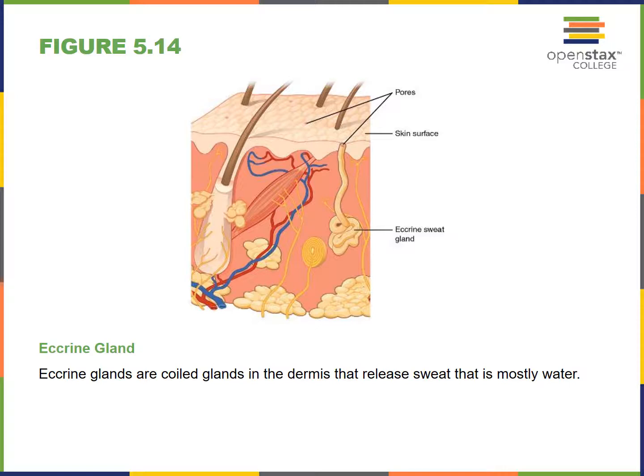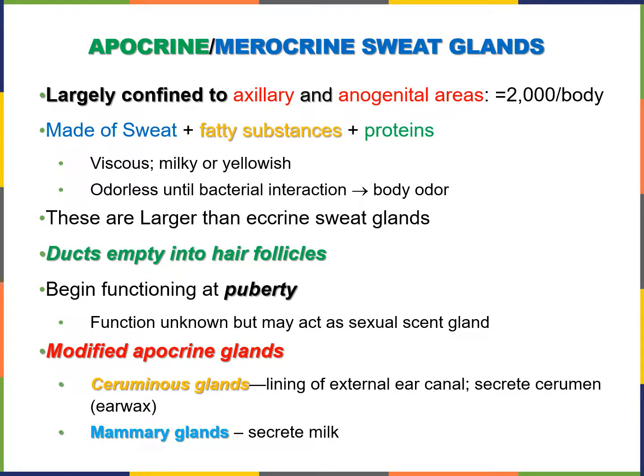Here then is that picture we have seen earlier, 5.14, that shows you the eccrine sweat gland, how it has a duct, and it comes out of the top of the skin at a little opening called the pore. Now we'll look at the apocrine sweat gland. It is largely confined to under the arms, the axillary region, and around the anogenital area. Only about 2,000 of these are on the average body.